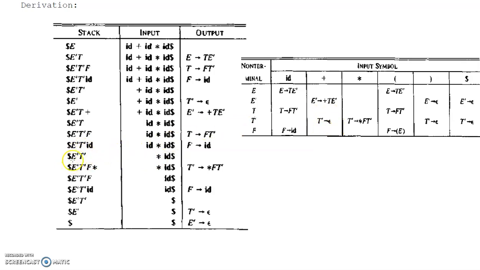Now T dash on star is star F T dash, that is T dash F star in reverse. Star and star are the same, then pop the symbols. F on id is id, which is replaced the same way. T dash and dollar is epsilon, so epsilon is replaced. E dash and dollar is epsilon. Now the stack is empty and the input is empty. So that means the string is accepted.